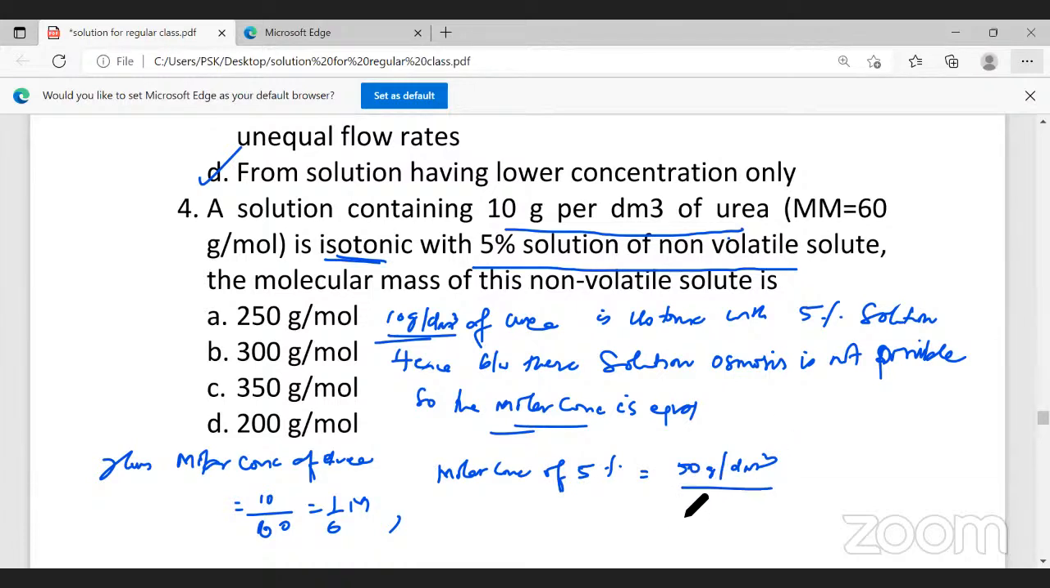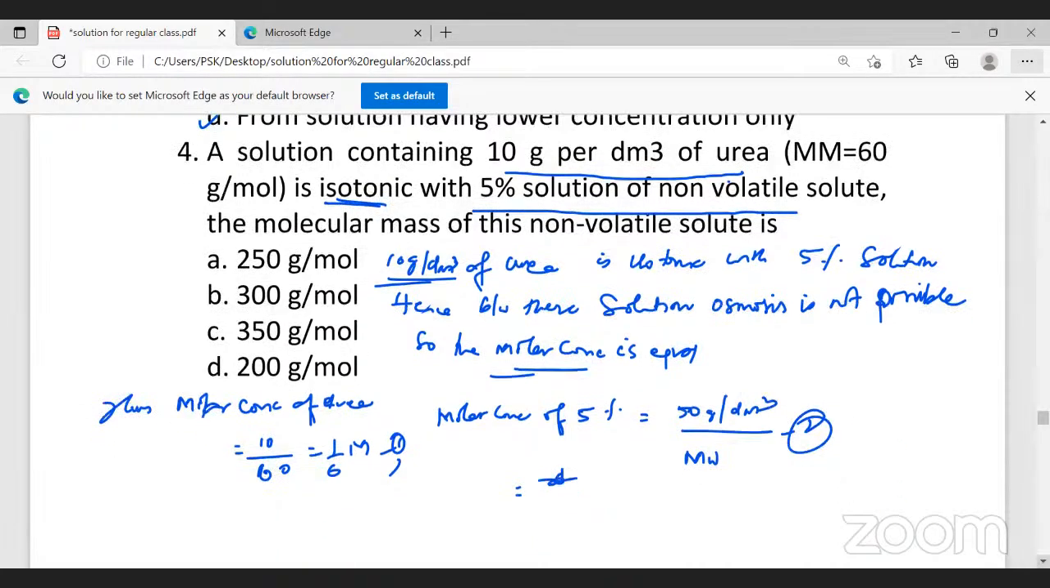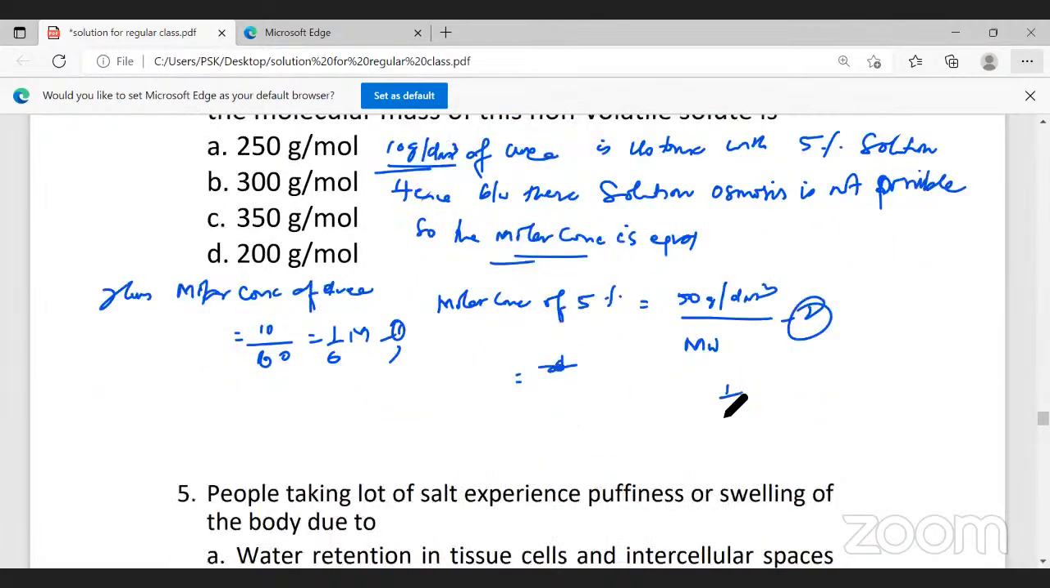Divided by molecular mass. That will be equal to 1 by 6, if I equate both, since they are isotonic. This I will mark as equation number 1 and this as equation number 2. Since they are isotonic, 1 by 6 is equal to 50 by molecular mass. So molecular mass will be equal to 6 into 50, that is 300 gram per mole. Therefore, the answer for this question is option B.